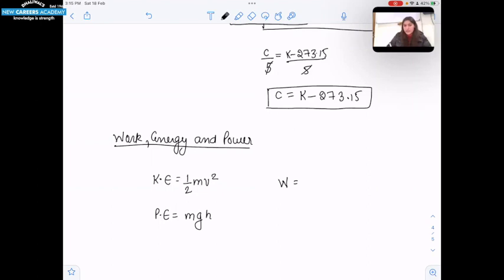And the last formula is for work. Work is force into displacement. How much force is applied and how much that object has moved. So force into displacement.